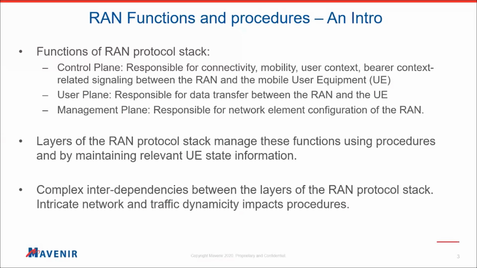The user plane is predominantly responsible for transmission of data, uplink, downlink, and sidelink, between the RAN and the user equipment. And the management plane is mainly responsible for network element configuration of the RAN. Now, there are layers of the RAN protocol stack, which you'll be able to see in a bit. These layers manage these functions using procedures and by maintaining relevant user state information. Nevertheless, the interdependencies between the layers of the RAN protocol stack are quite complex, and some network and traffic dynamics impact the procedures and the performance of these functions.